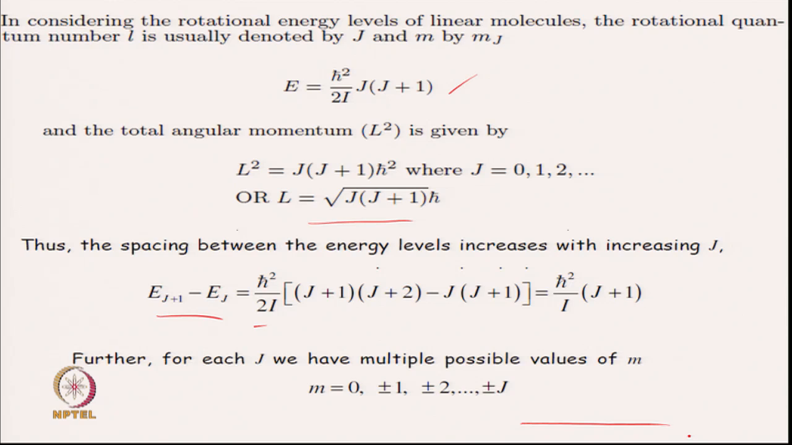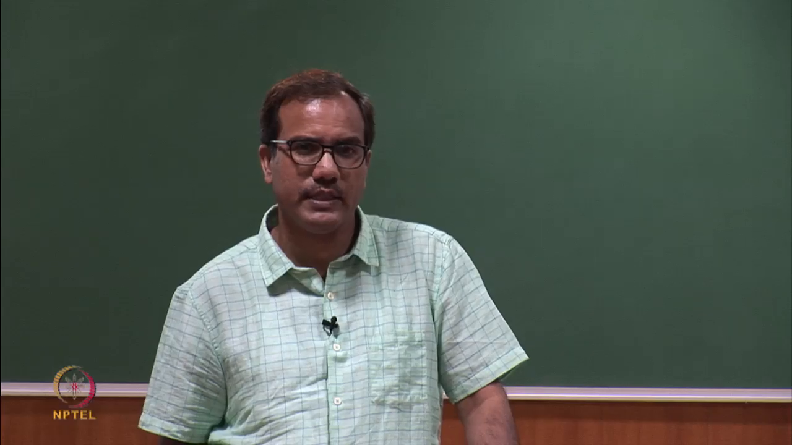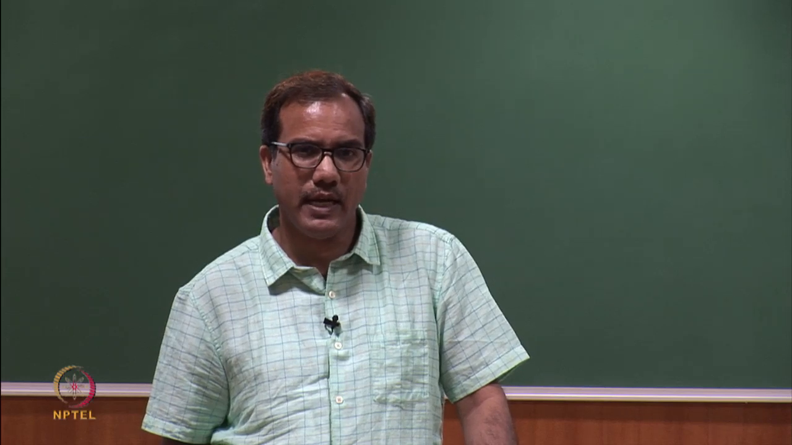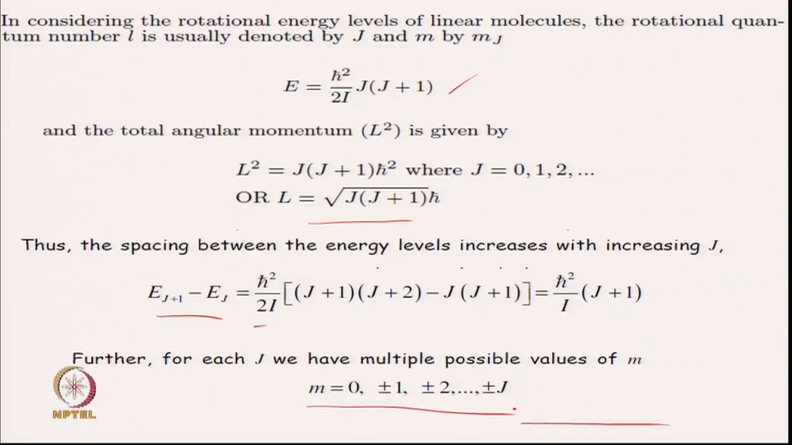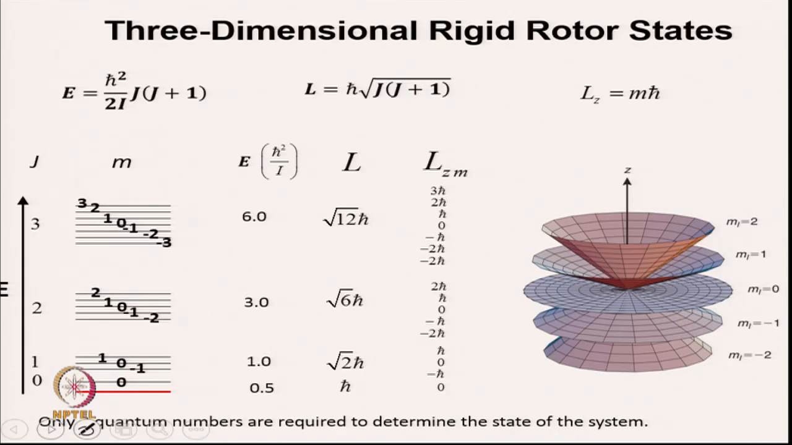So, here we see that energy depends only on j, not on m, and so for different values of m there is degeneracy, and you will have 2 j plus 1 degenerate energy levels. So, let us think about how these different parameters look for a 3-dimensional rigid rotor. Energy is h bar square by 2 I into j into j plus 1, momentum is h bar root of j into j plus 1, and momentum along the z direction is m h bar.